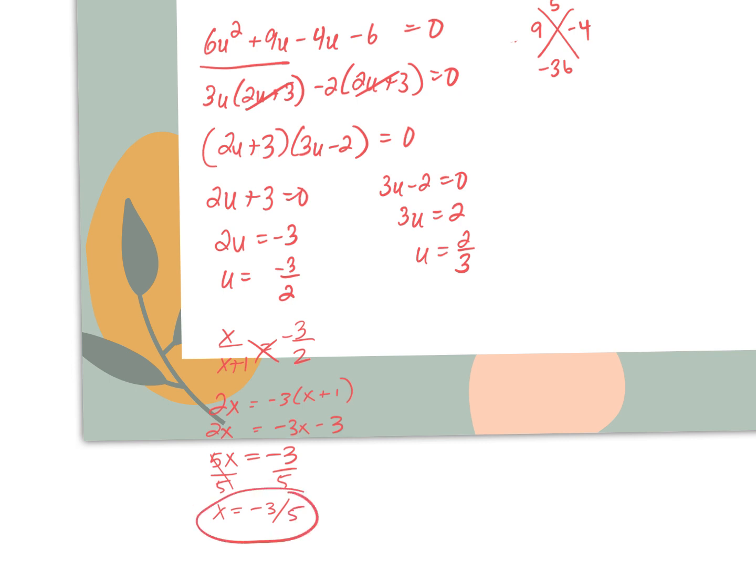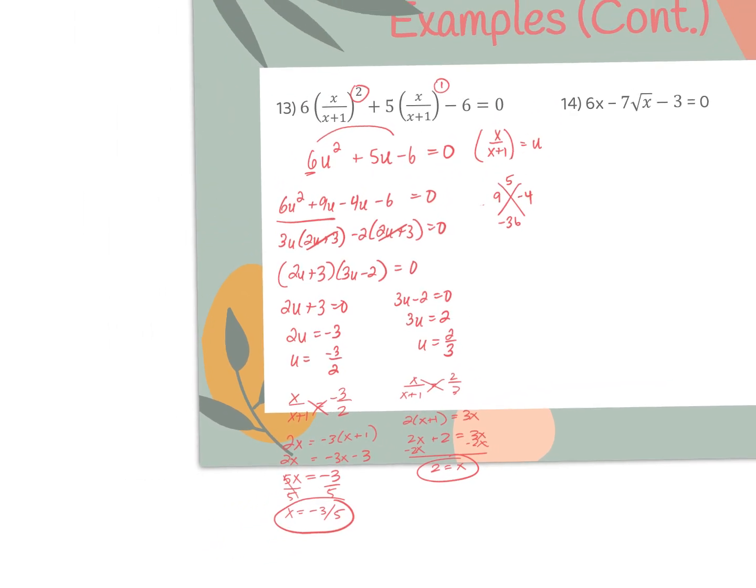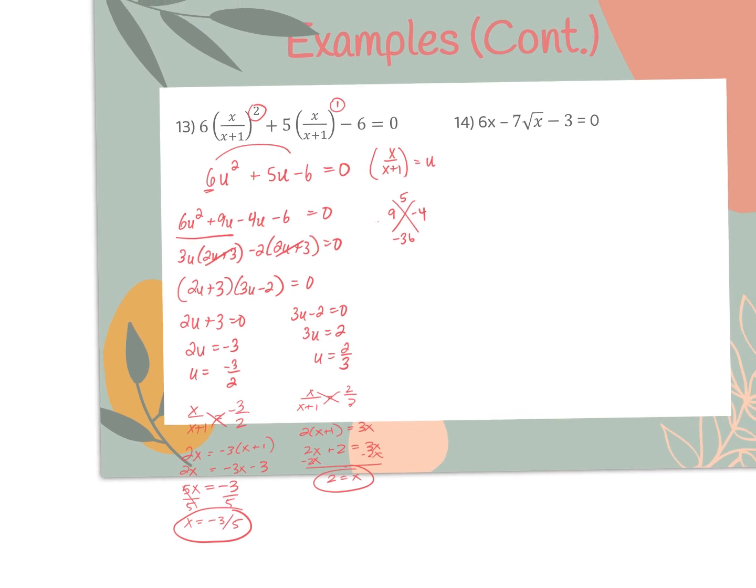Now I come over here, and again, I know that u is equivalent to x over x plus 1. And again, I'm going to use proportions here. So 2 times x plus 1 equals 3x. 2x plus 2 equals 3x. Subtract 2x from both sides. 2 equals x. And that's the answer. So x is 2. So I have my two solutions, and it was that simple. Okay, so I mean, not really that simple. And then we'll do one more.